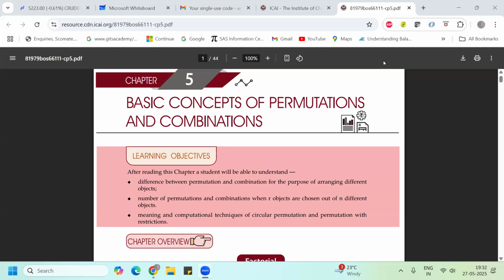In this class, we'll discuss the basic concepts of permutation and combination. We'll discuss the numericals which are important for your exam preparation. So before we go further, let's discuss the basic concept of permutation and combination. What matters here is that you should understand the concept of factorial.